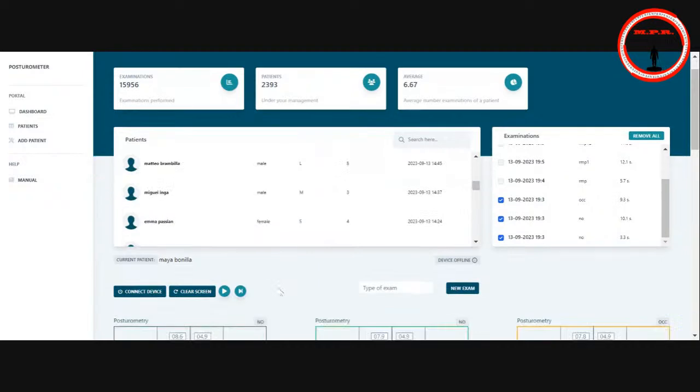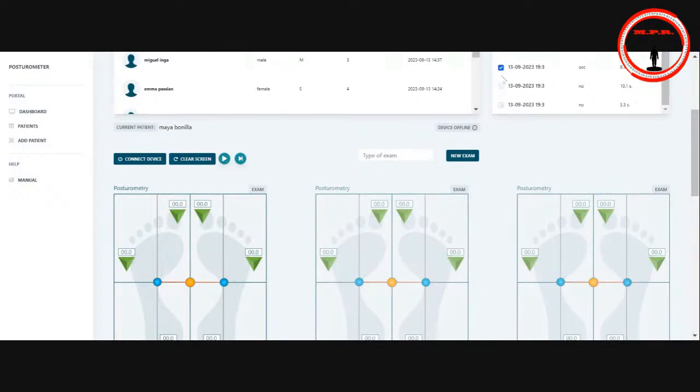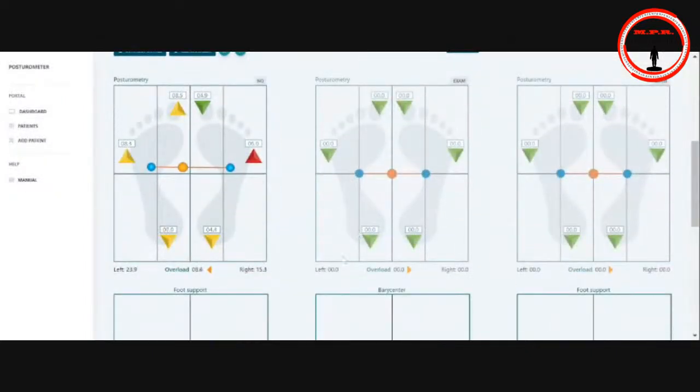2,393 patients, 15,956 exams in my life. A lot of exams. If you go here, you can study with the posturometer studies. And I want to see what happened to that patient. Look at here, and how the patient is moving, pounding the body center. Very straight.